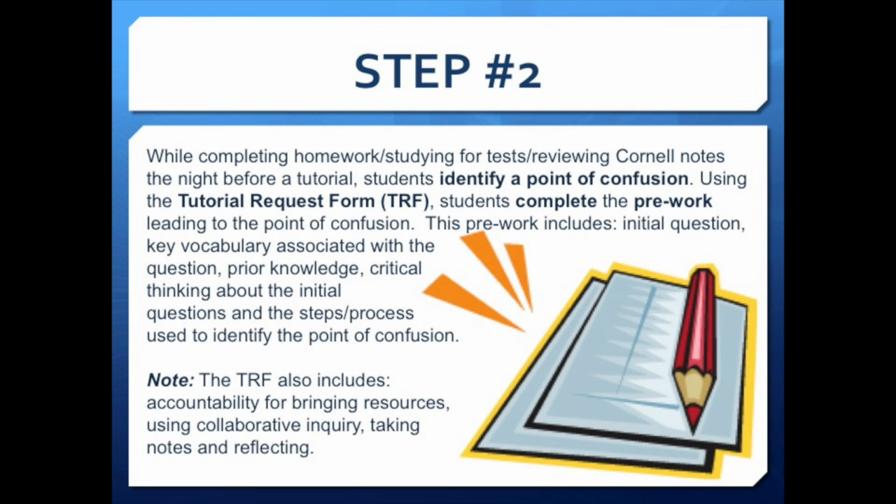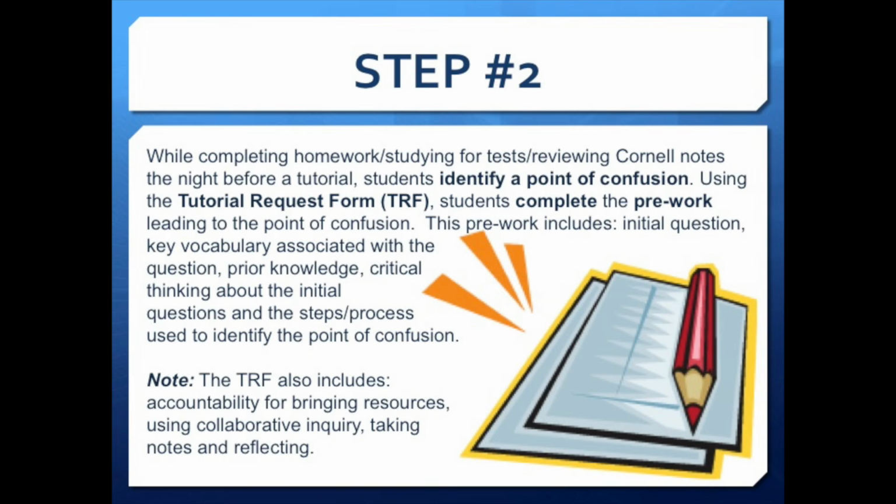Step 2. While completing your homework or studying for a test or reviewing those Cornell notes at home before a tutorial, you need to identify a point of confusion. A point of confusion is only something that you're confused about, something that you have a question about. Not everybody understands everything that they learn in school. Note, if you don't have a point of confusion, it is your responsibility to go to a history, science, math, or language arts teacher and ask them for a challenging question.